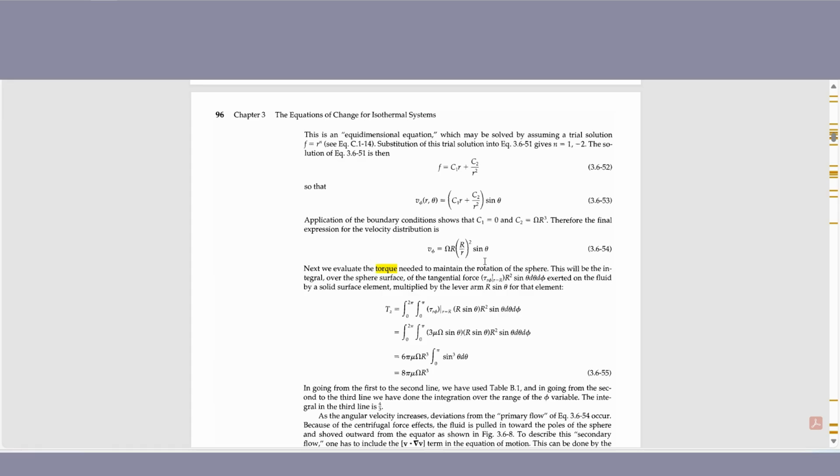It says that to evaluate the torque, you need to maintain the rotation of the sphere. This will be the integral over the sphere surface of the tangential force, which in our case is tau r theta phi, still evaluated at r equals big R because that's at the surface. Obviously the force is going to be applied at the surface of the object, at the edge of the sphere.